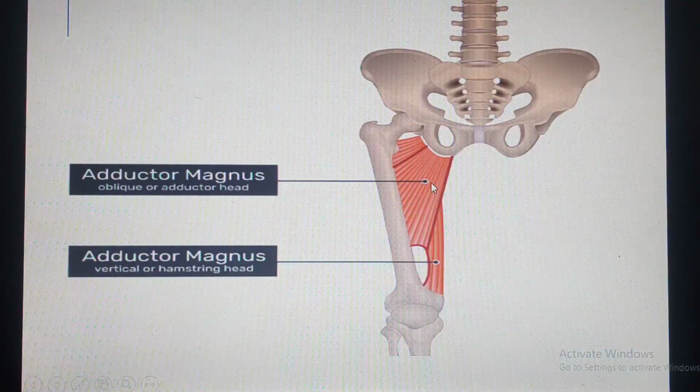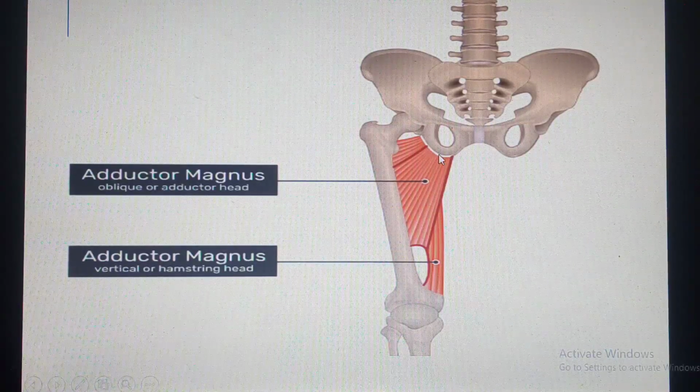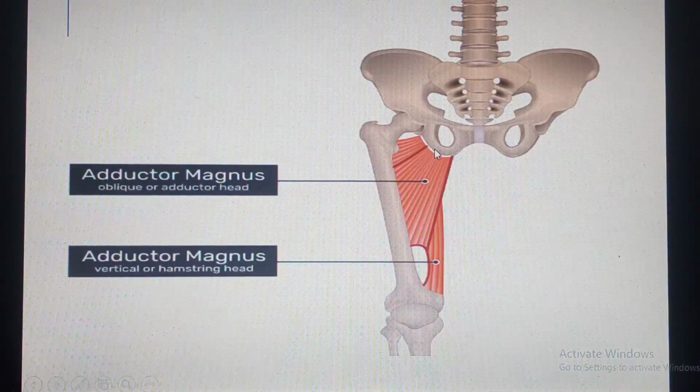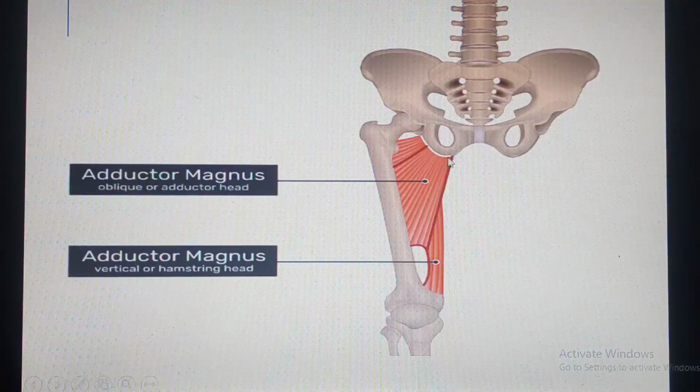So actually this is the oblique head, running obliquely. We can also call it the adductor head. It's actually called adductor magnus, but this is the adductor aspect of the adductor magnus muscle. It's going to originate from the inferior surface of the ramus of the ischium, together with some portion from the ilium. So we can say from the inferior aspect of the ischiopubic ramus.